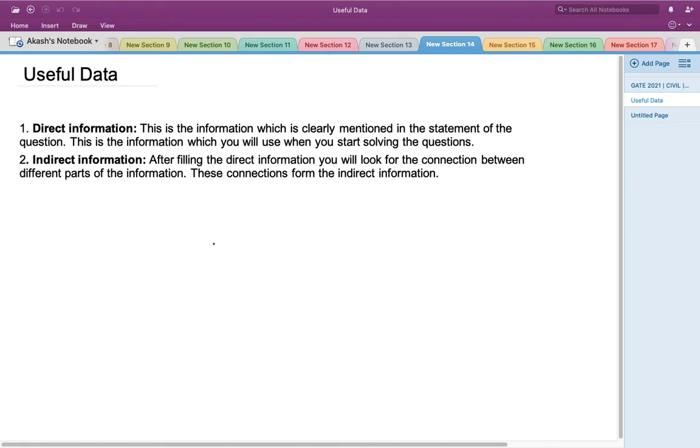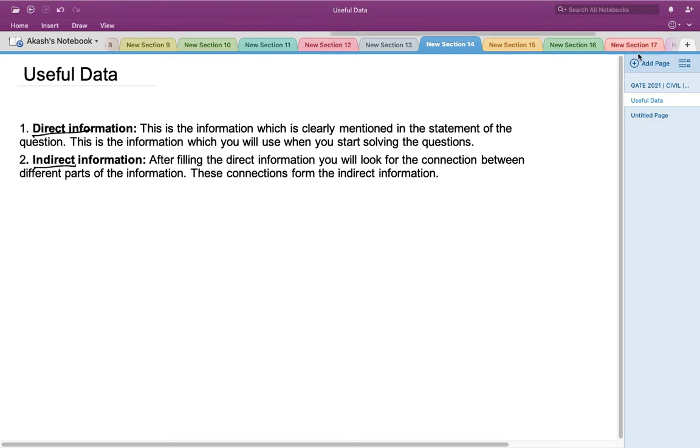The second thing is about the indirect information. After we are done with all the direct information, we have to look for the connection between different parts of the information, and with these connections we will be able to deduce the indirect information. The problem could be any sort of seating arrangement, may it be linear or circular. These are the two things that one needs to keep in mind. So let's try to solve this problem.